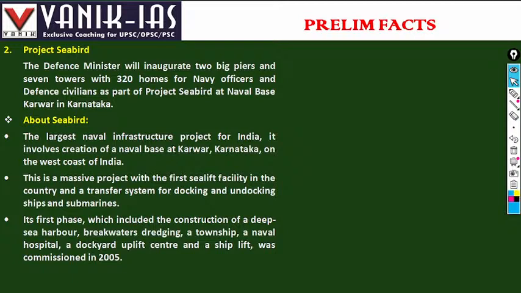The largest naval infrastructure project for India. It involves creation of a naval base at Karwar, Karnataka on the west coast of India. This is a massive project with a fast satellite facility in the country and a transport system for docking and undocking ships and submarines. Its first phase, which included the construction of a deep sea harbour, breakwater, dredging, a township, a naval hospital, a dockyard uplift center, and a ship lift, was commissioned in 2005.